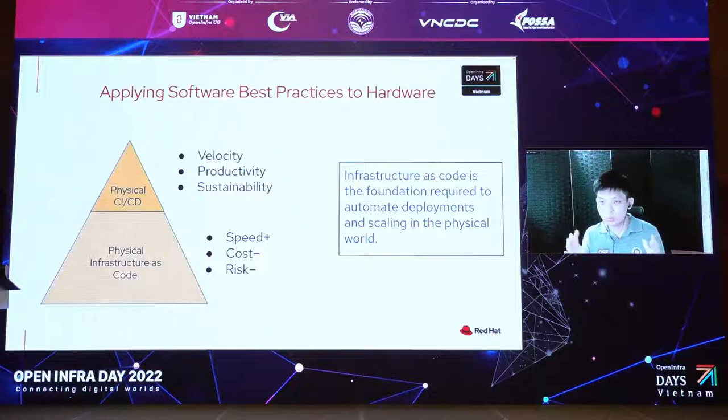What we want to do when it comes to hardware as well is apply the software best practices to hardware. In this way, we will be able to achieve the velocity and sustainability that we get from software CI/CD, which everyone finds very useful. Over here, we're saying that we can apply all these things to infrastructure as well, and hence improve the speed and lower the cost and the risk. Really, infrastructure as code is the foundation required to automate deployments and scaling in the physical world, which we know today.